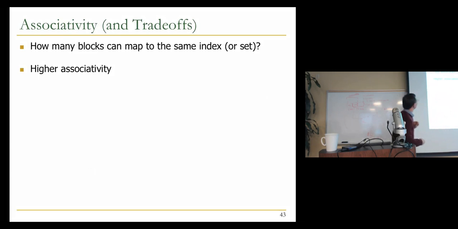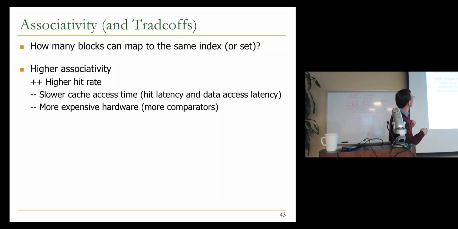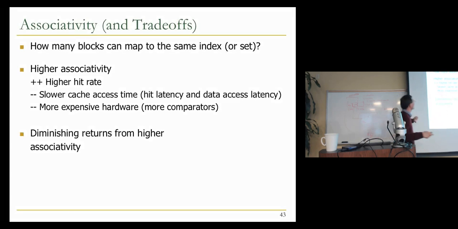Okay, we've talked about this, right? Associativity is how many blocks can map to the same index. So let's recap a little bit. Higher associativity usually means higher hit rate. That's not always the case, unfortunately. This depends on your replacement policy also. The downside is usually slower cache access time, hit latency, and data access latency, and more expensive hardware also. You have more comparators and larger tag store.